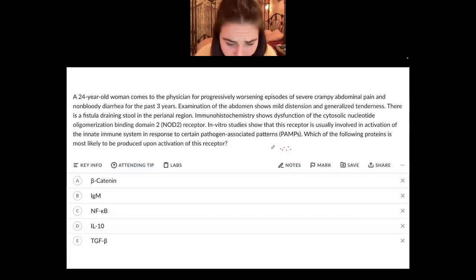For this one, you're split all over the place, which is good, that's the point of these. This mentions a dysfunction in the NOD2 receptor. NOD2 is a PRR. Remember, a PRR can be a toll-like receptor or a NOD2 receptor. When PRRs bind to PAMPs, you get activation of the inflammatory response. This is involved in an innate immune system response to PAMPs. So for this one, it's actually going to be NF-kappa B. Of course, I threw an NF-kappa B question on here, right?